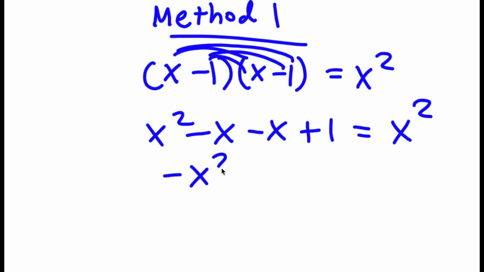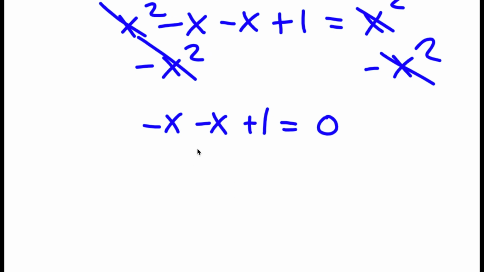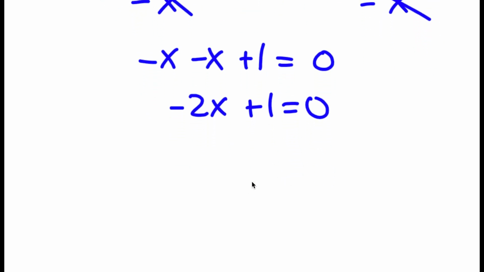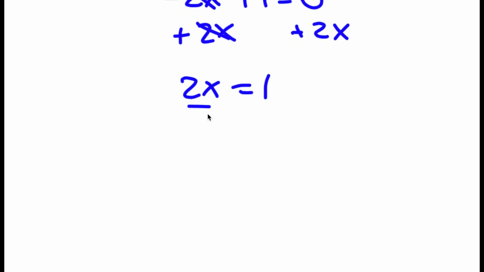Now I can subtract x squared on both sides. So then these two cancel out and these two cancel out. So now I have negative x minus x plus 1 is equal to 0. Now negative x minus x is negative 2x, so I have negative 2x plus 1 is equal to 0. Meaning now I can add 2x on both sides. So then these two cancel out and I get 2x is equal to 1, meaning x is equal to 1/2.